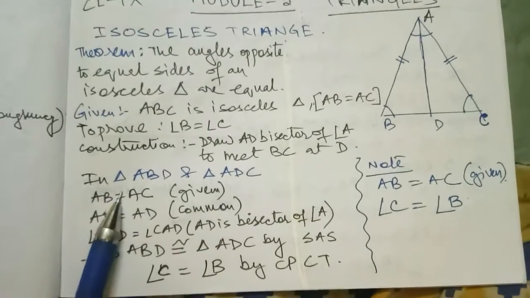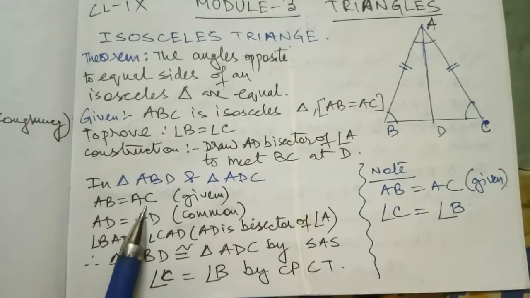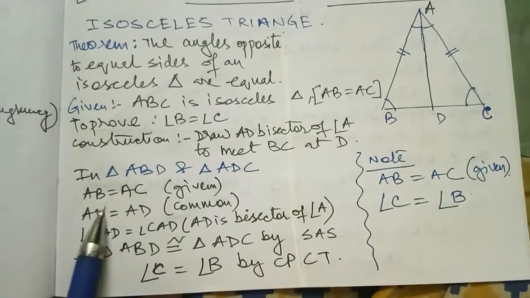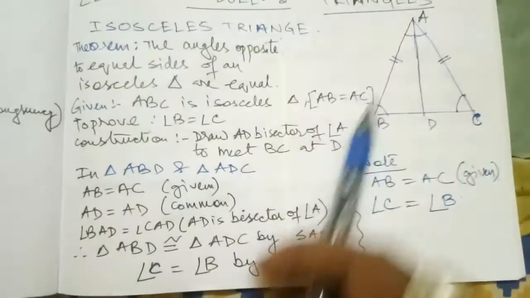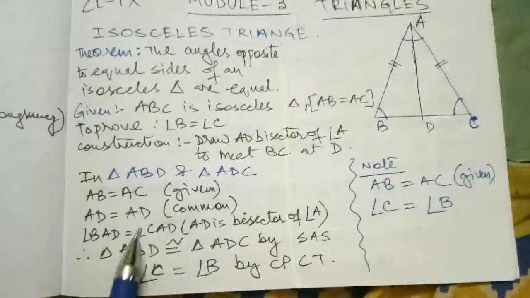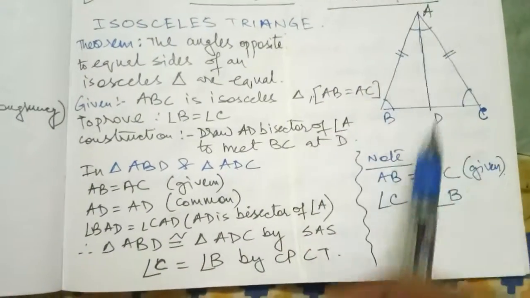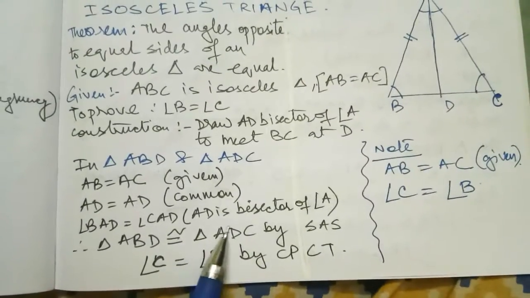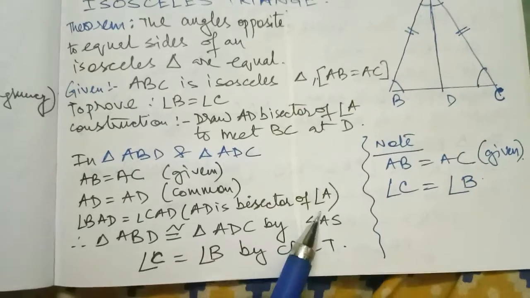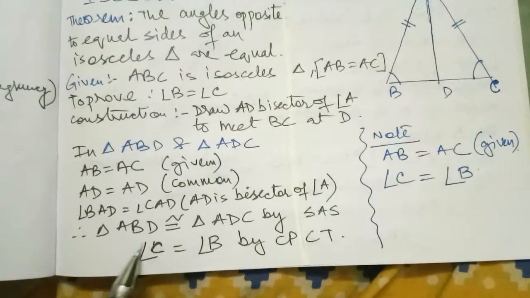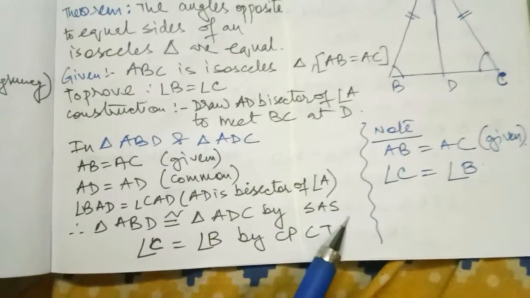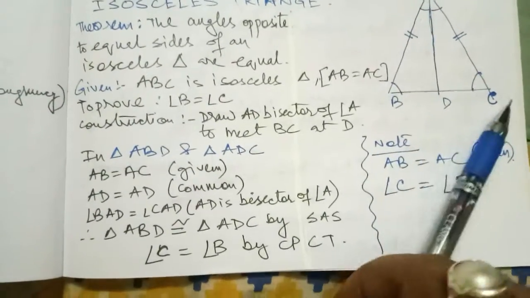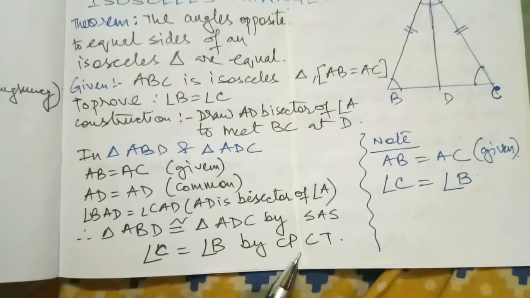See, it is the same thing as congruency. In triangle ABD and triangle ADC, AB equals AC, given. AD will be common, and angle BAD and angle CAD will also be equal, as AD is the bisector of angle A. Then from here you can easily say they are congruent by side angle side. Now the extra thing, angle B and angle C, how to prove? We will write angle B equals angle C by CPCT.